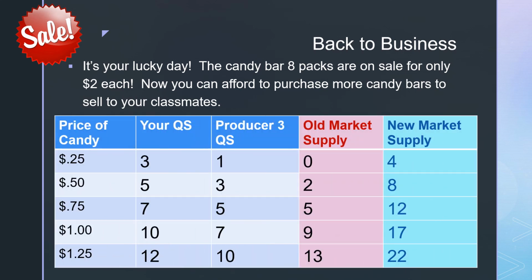But your classmate gets the same deal. So now you're both going to supply more at every possible price. You can see that you used to supply 0 at 25 cents and your classmate also used to supply 0 at 25 cents, but now you're each able to supply. So you can see that now our new market supply at every possible price is greater than the old market supply. It's not because you're charging a different price for your candy bars, it's because the grocery store had a sale. Your input cost, or your cost of doing business, went down. And so when the cost of doing business goes down, the supply goes up.